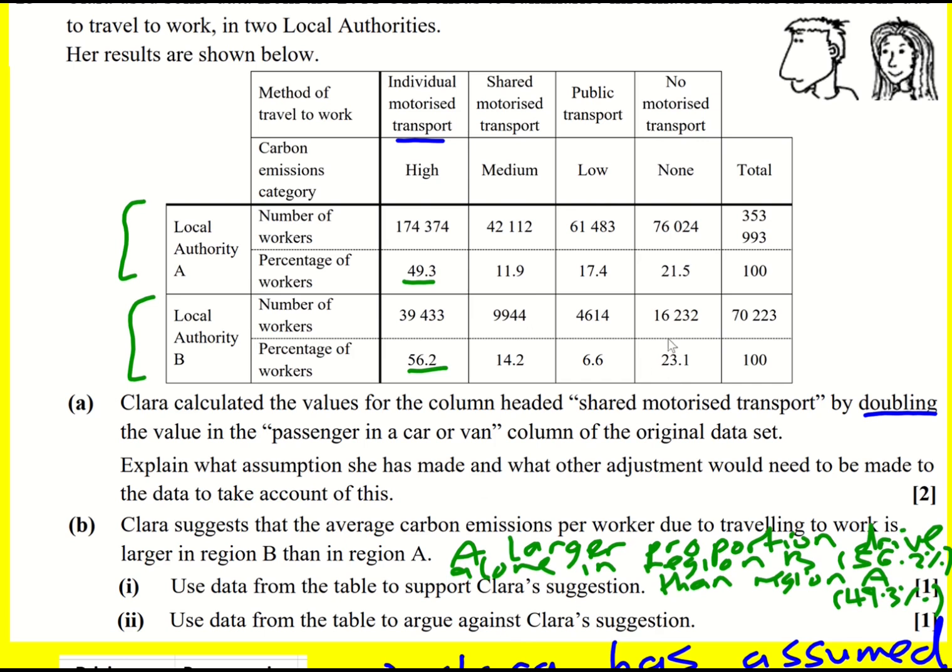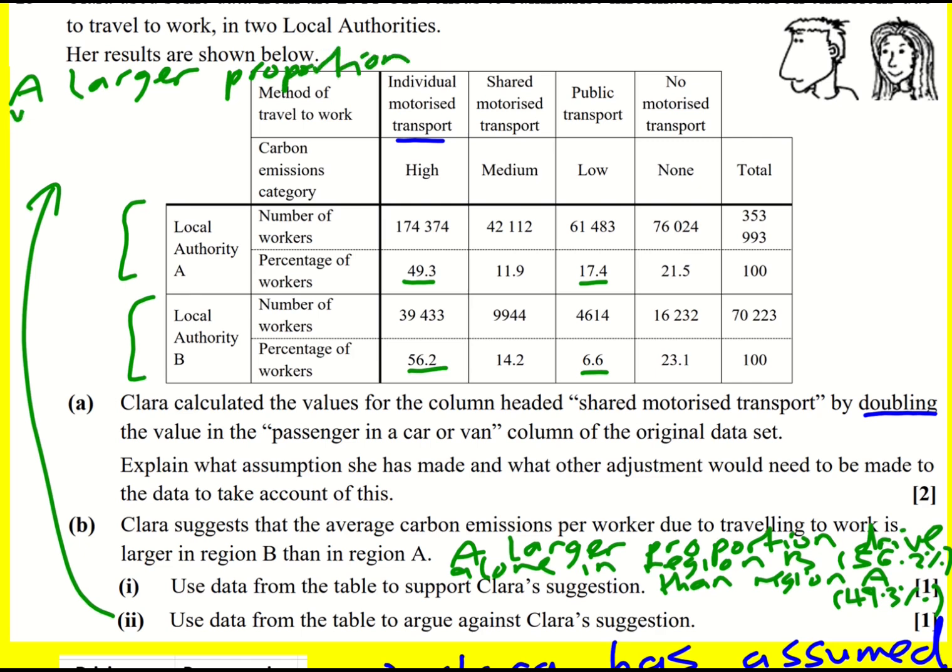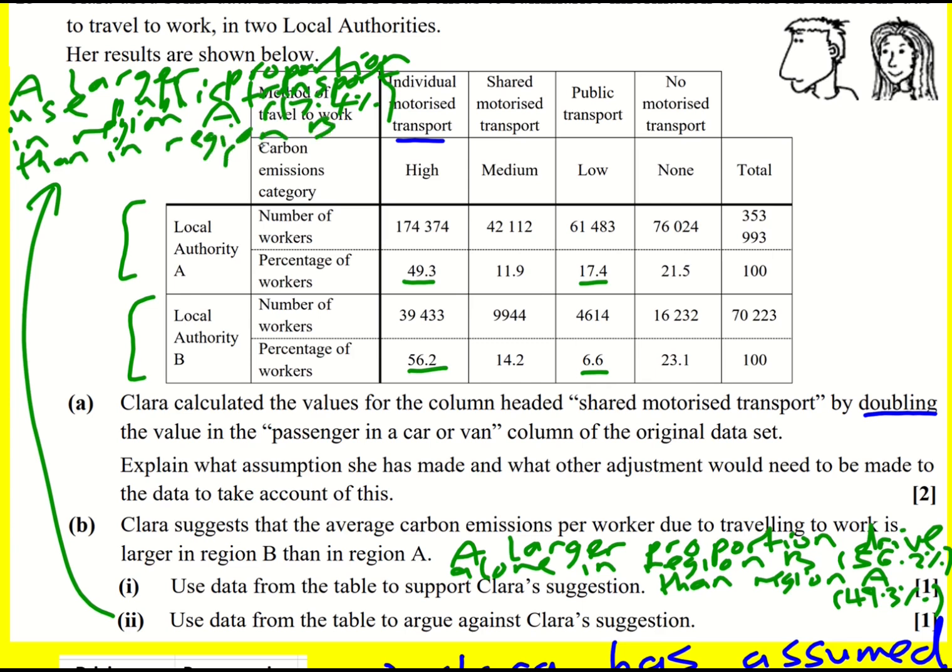Let's have a look at some of the other ones. Well, in region A, we have a much higher percentage using public transport. So that is an argument against it. A larger proportion use public transport in region A, 17.4%, than in region B, 6.6%. Okay, so there might be other similar arguments that you can make. I think those are the two that really jump out. Yeah, well done.